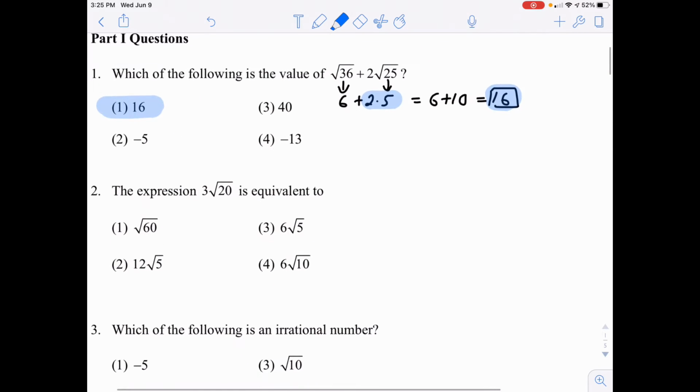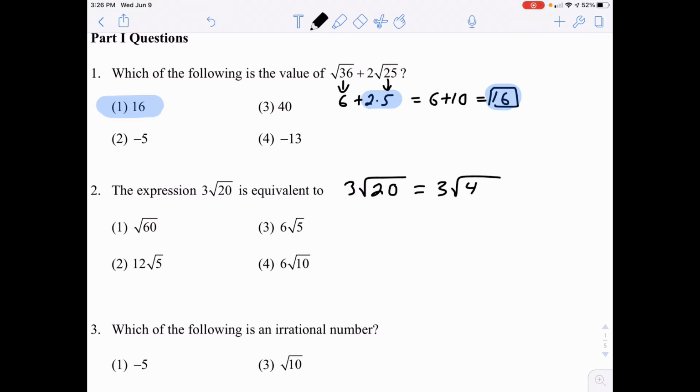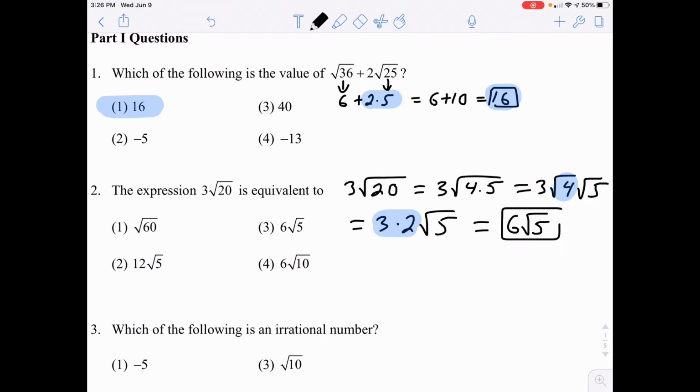Number 2, 3 square root of 20 is equivalent to what? Well, 3 square root of 20 can be broken down into 3 square root of 4 square root of 5, because 4 is the largest perfect square that divides into 20 with no remainder. This would be the same as 3 times the square root of 4 times the square root of 5. If you break it up, take the square root of 4, and we get 3 times 2 times the square root of 5. Last step, multiply those two together as they are outside the square root and can be multiplied, and 3 times 2 would be 6 square root of 5.